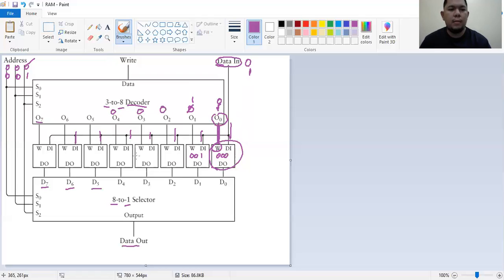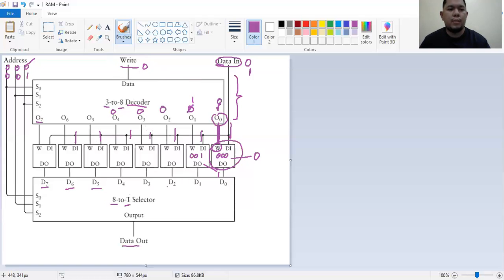All right. Now, since we have already established that this takes in 0 and this is 1, let's change back the address to 0, 0, 0. So what happens is we have to mention that the write input will be set to 0. We can assume that the write input will be set to 0. Therefore, this circuit is immobilized, right? There's nothing happening in this circuit.